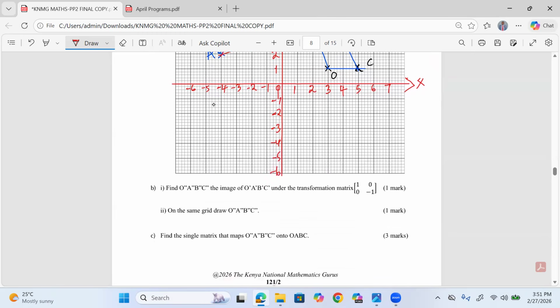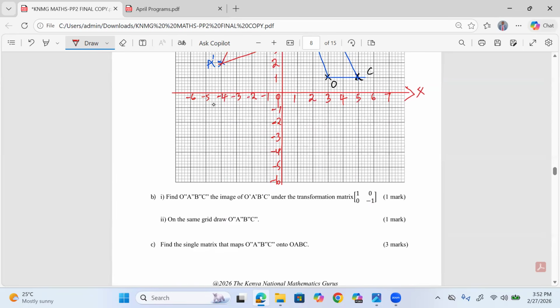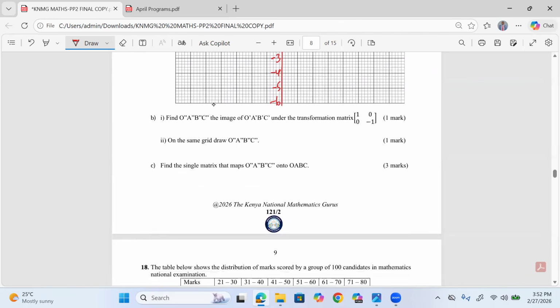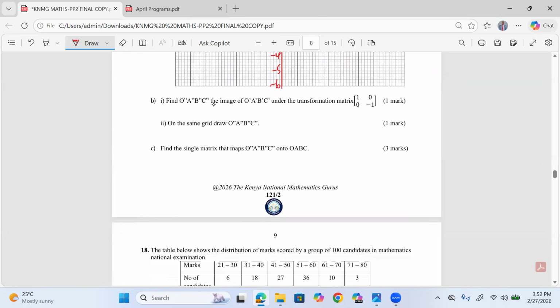Then part B of the question, which has a Roman 1 and 2. Find O double prime, B double prime, A double prime, C double prime, the image of the first image under the transformation matrix 1, 0, 0, -1 for 1 mark. And after that, you are told on the same grid, you draw it. So allow me to apply the same matrix times the object so that you may get the image.